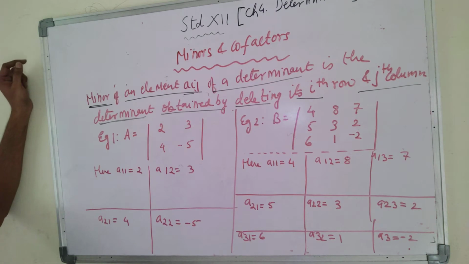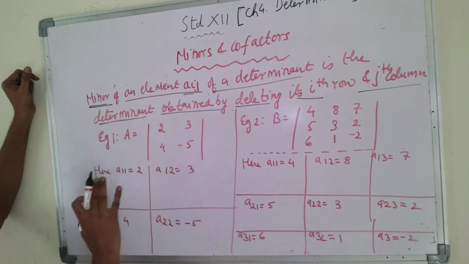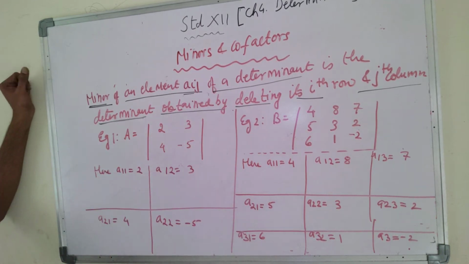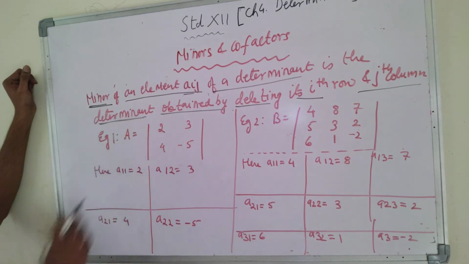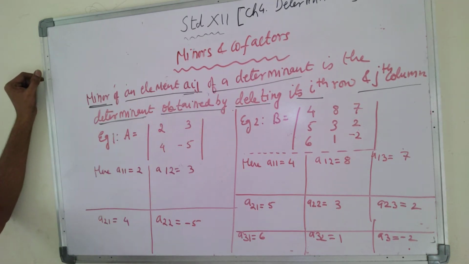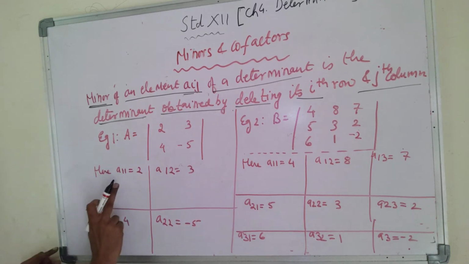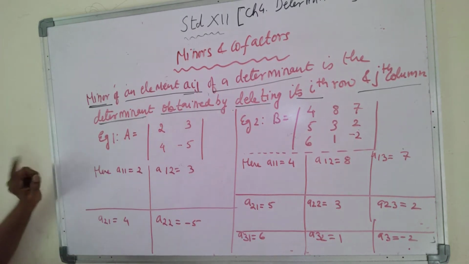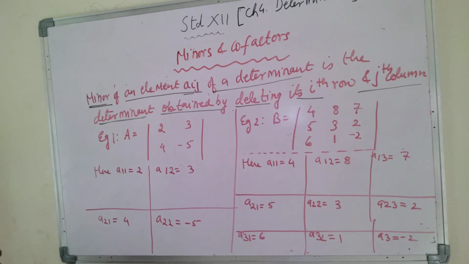That means for whichever element you are supposed to find the minor, you delete the ith row and jth column, and whatever is remaining, you find its determinant. I have given two examples. One is a 2 by 2 square determinant, the other one is 3 by 3. Here the minor is denoted by the capital letter M.